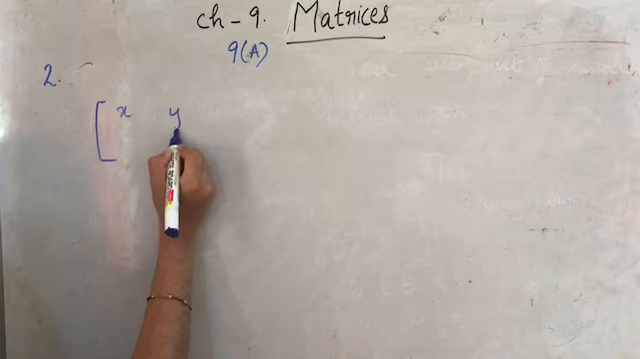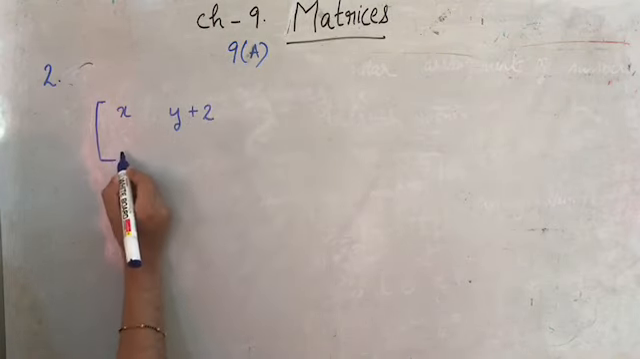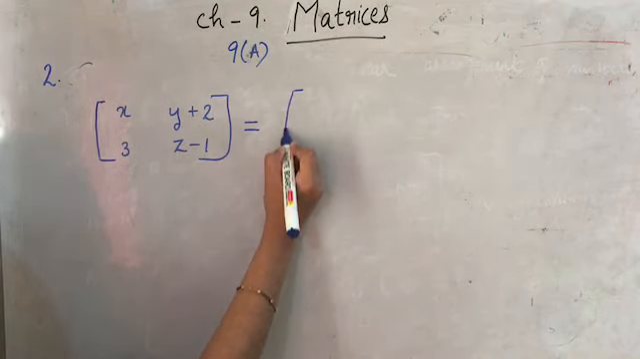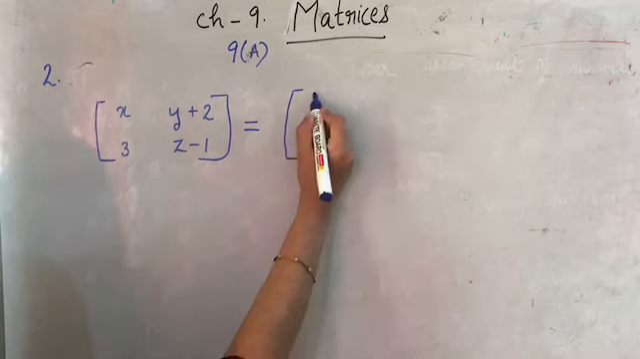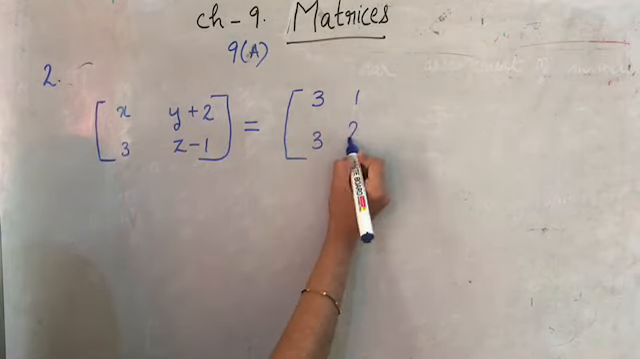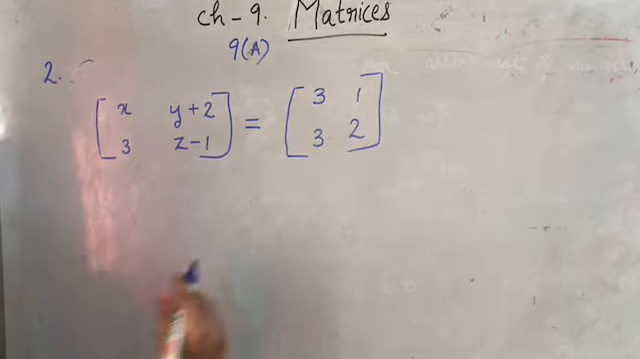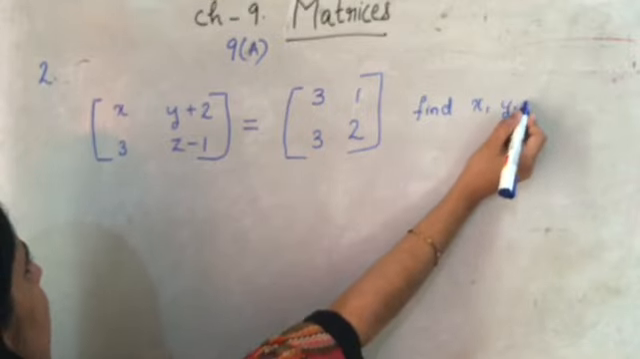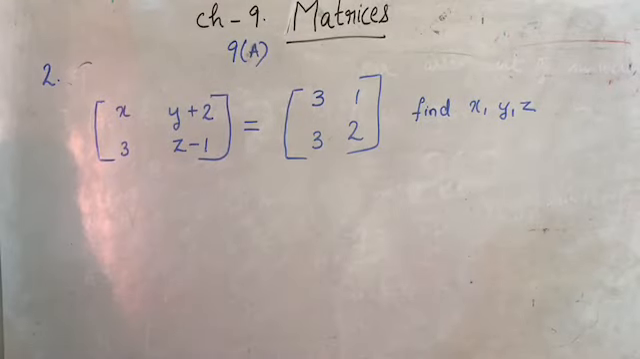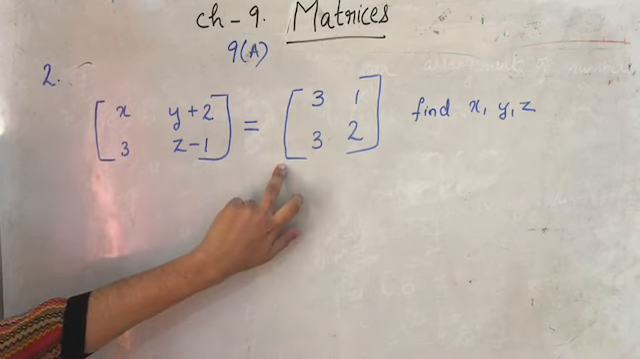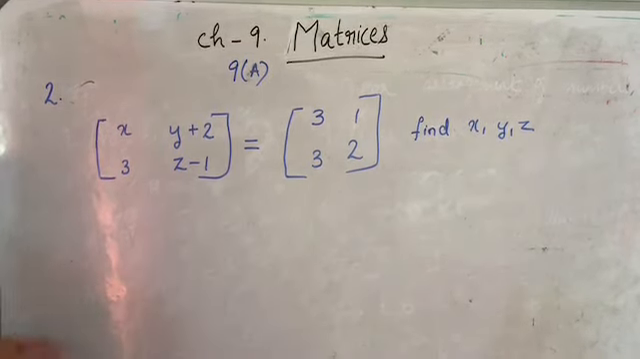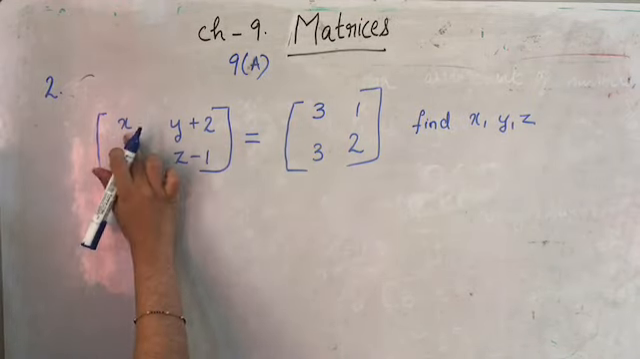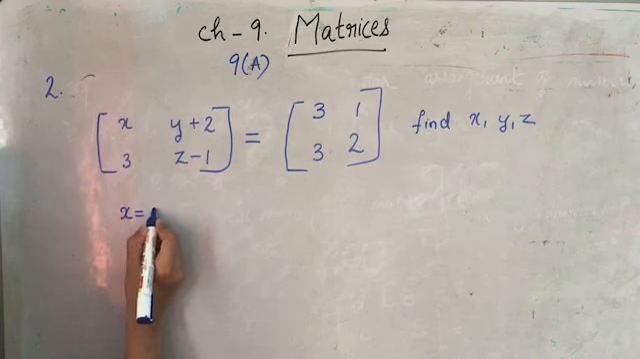Given the matrix [X, Y+2; 3, Z-1] equals [3, 1; 3, 2], find X, Y and Z. Looking at the question, we can understand that these two matrices are equal. So the corresponding elements will be equal. So we get X equals 3.